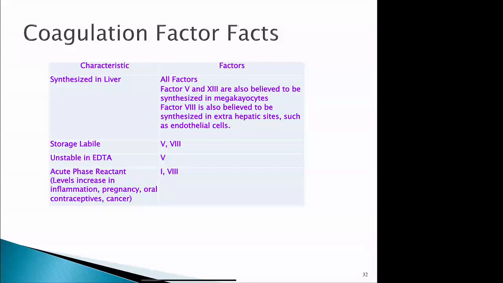Storage labile are factors 5 and 8. This means that their ability to function may be altered depending on the storage. So if you don't store the blood in the correct manner, you're not going to get the correct results if you're testing for factor 5 or factor 8, okay? Factor 5 is unstable in EDTA, and fibrinogen and factor 8 are both acute phase reactants.